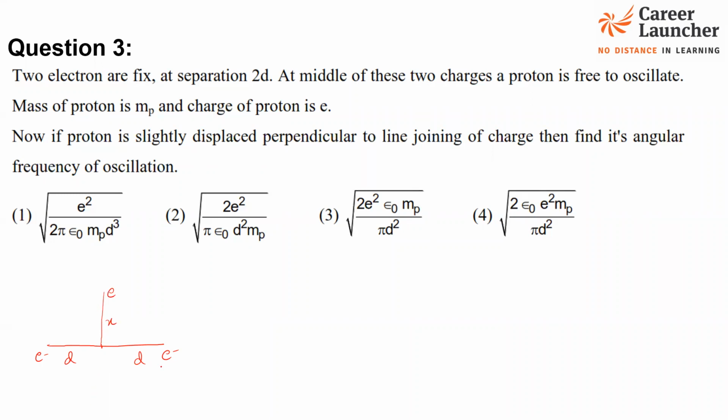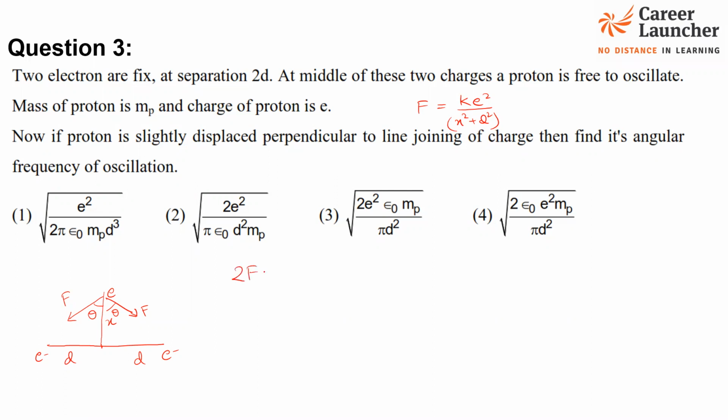So what I can write here is that the force acting on this, so this is F, here it will be F, so this is theta, 2F cos theta is going to act as the restoring force, and if it is proportional to x, then it will perform SHM. So I can write F as Ke square upon r square, which is x square plus d square. So that is x square plus d square.